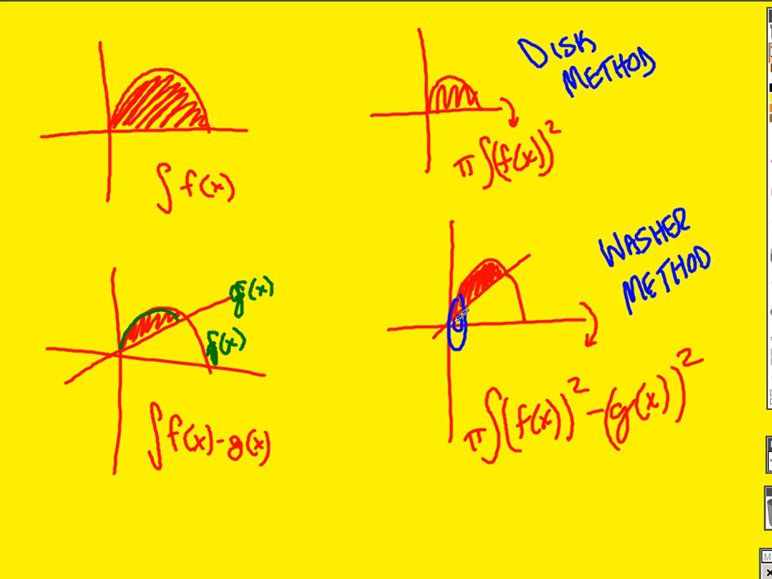And washer method is the exact same thing. We have a function up top, we have a function on the bottom. We're going to square each of them and subtract them. Still top minus bottom, but now we're squared. That's called the washer method. So here's an example of how we want to do this.